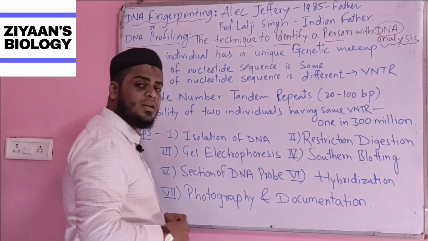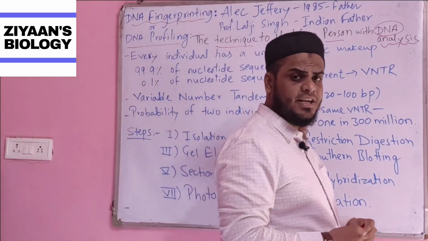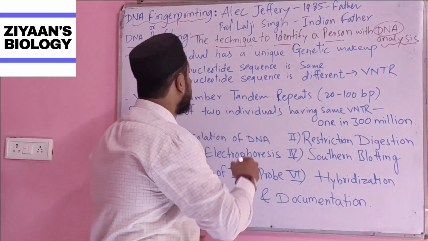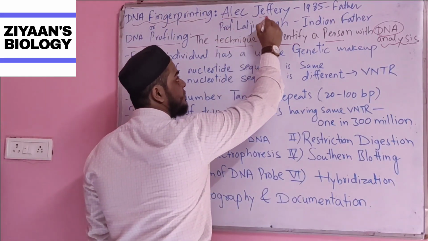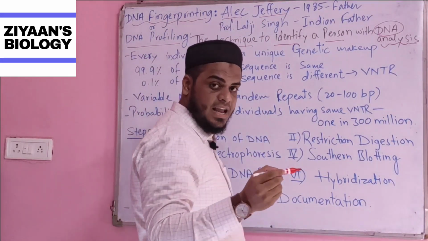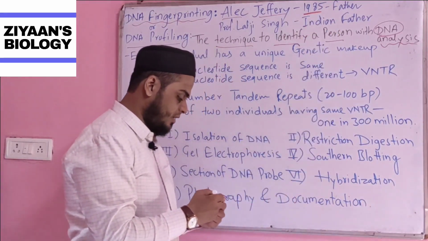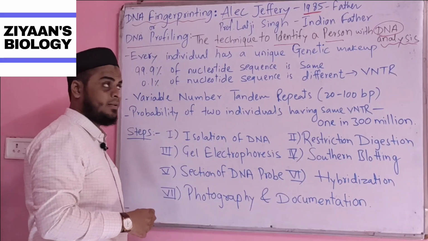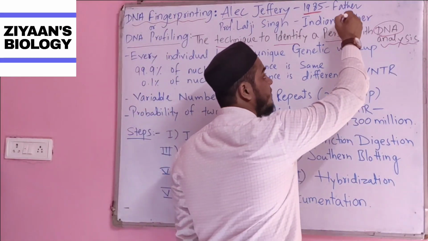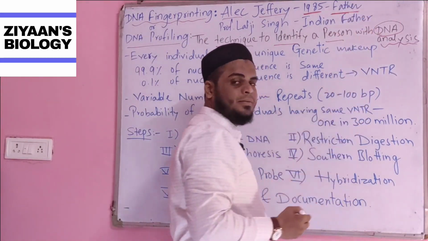So who was the scientist who first proposed this term? It was none other than a British geneticist named Sir Alec Jeffreys. In the year 1985, he gave the term DNA fingerprinting. So he is called the father of DNA fingerprinting.